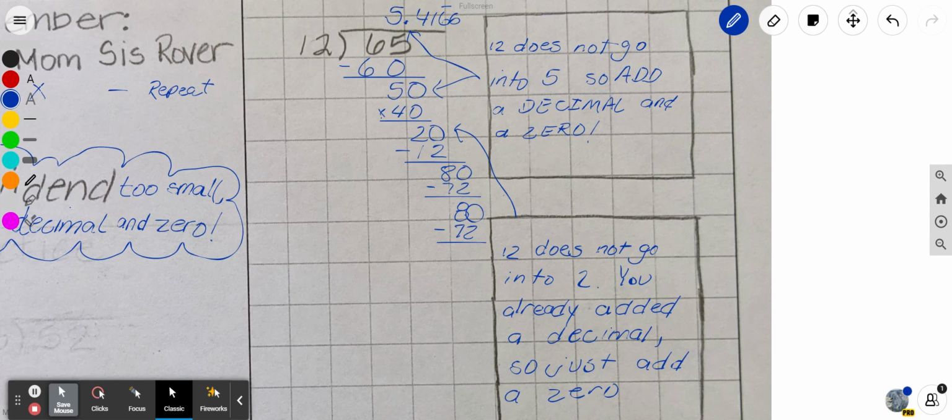At this point, we subtracted 50 from 40. Okay, I just saw a mistake here. This should have been a 48. So when I subtracted 48 from 50, I got a 2. Then I wanted to divide again. 12 did not go into 2, so I added a 0, and I had already put a decimal, so I just needed to add a 0. So this is the note you're going to put in the second box.